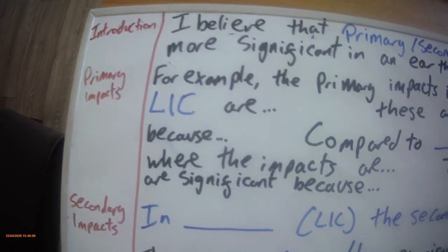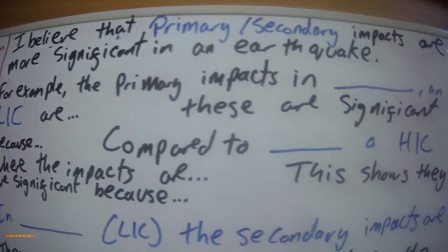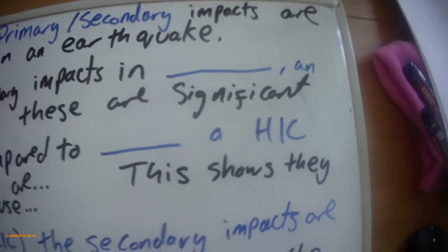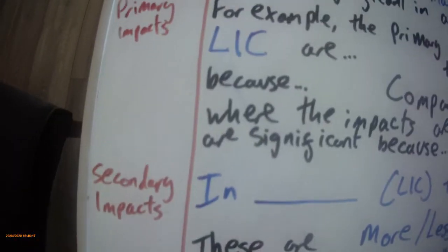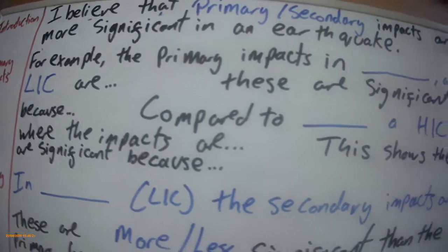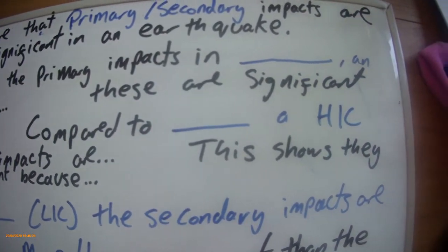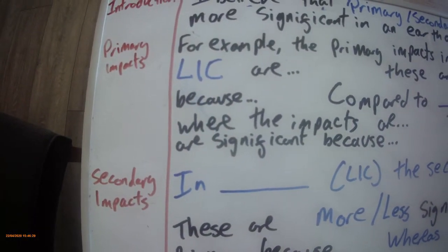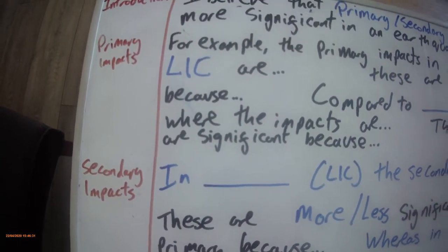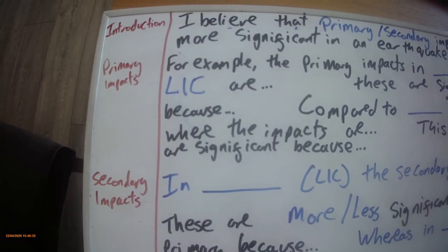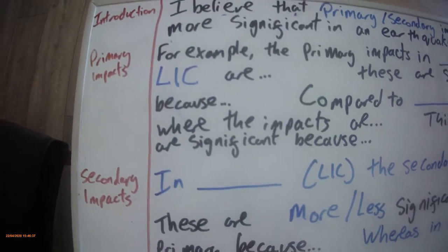For example, the primary impacts, and this is where you can put your case study of choice, so whichever one you researched for a low income country, and name the primary impacts. Then say why these are significant. So maybe there was a loss of life, maybe it was a severe loss of life, perhaps a large amount of buildings collapsed. This is where we can make these different links between our impacts and how important they are.